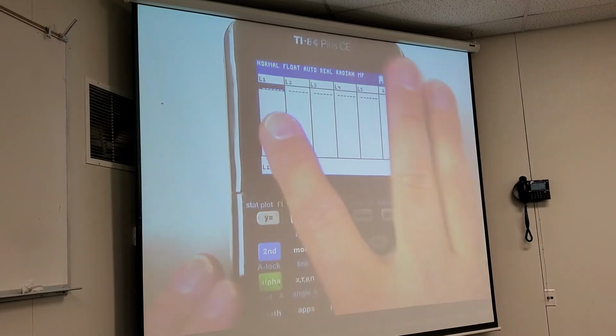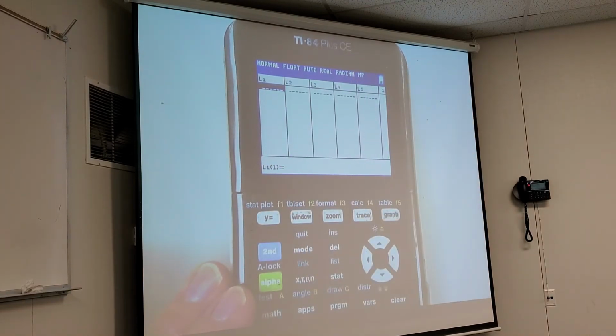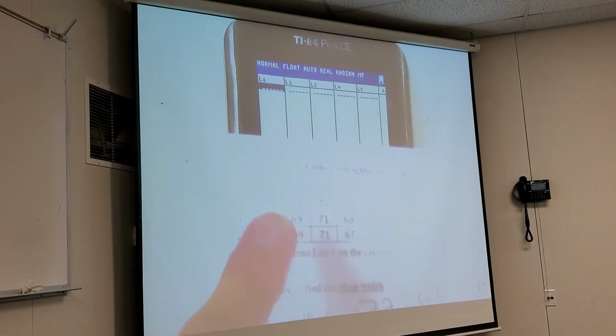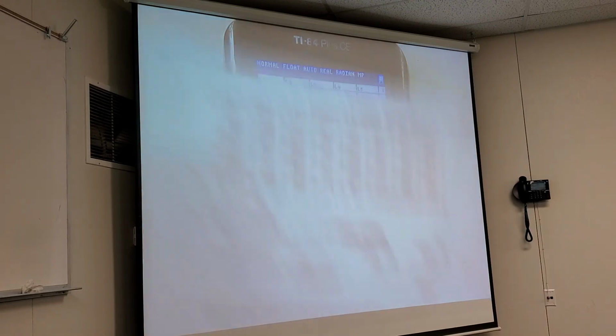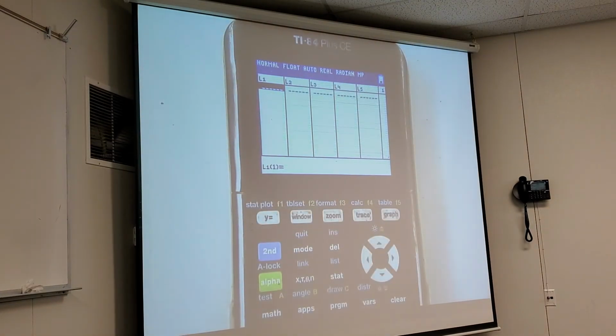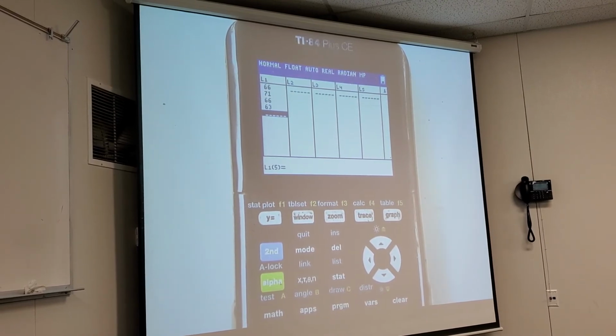All right, how are we doing? Has everybody got all the lists? You can have them clear if you want to. I just need the first list clear. So let's put in this data, the data on number 4, the one about fathers' heights. Please notice I am putting all of the data in one list.